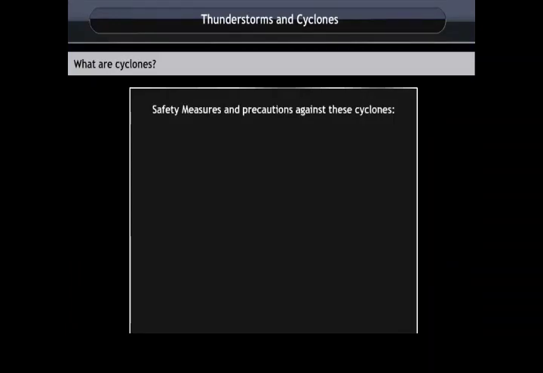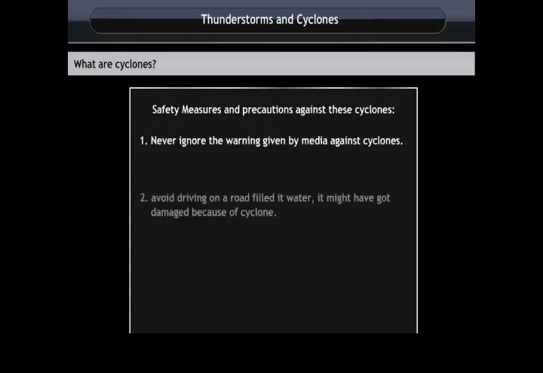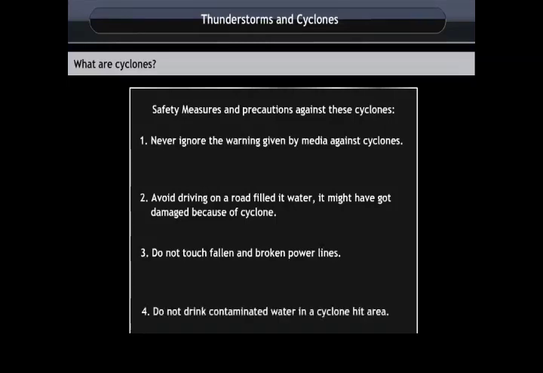Safety measures and precautions against these cyclones. 1. Never ignore the warning given by media against cyclones. 2. Avoid driving on a road filled with water. It might have got damaged because of cyclone. 3. Do not touch fallen and broken power lines. 4. Do not drink contaminated water in a cyclone-hit area.